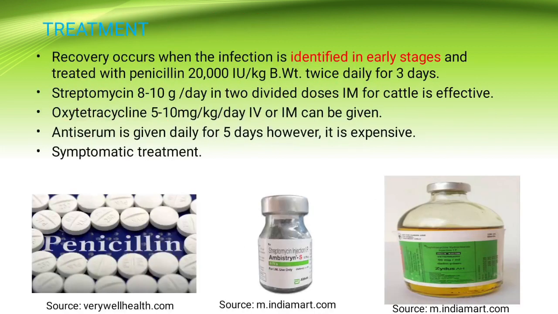Now coming to treatment. Recovery occurs when the infection is identified in early stages and treated with penicillin at the dose rate of 20,000 IU per kg body weight twice daily for 3 days. One can use streptomycin 8 to 10 gram per day in 2 divided doses IM, which is effective for cattle. Oxytetracycline at the dose rate of 5 to 10 mg per kg per day, IV or IM, can be given. Antiserum is given daily for 5 days, however, it is expensive. Symptomatic treatment can also be given.